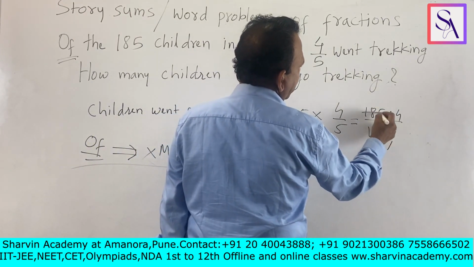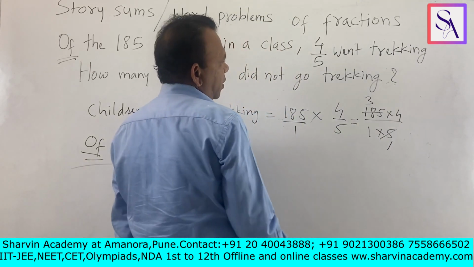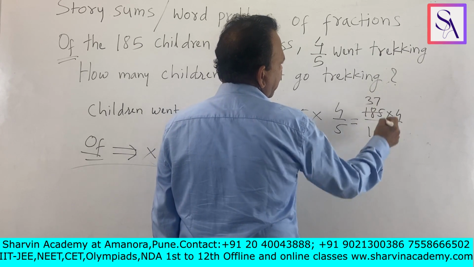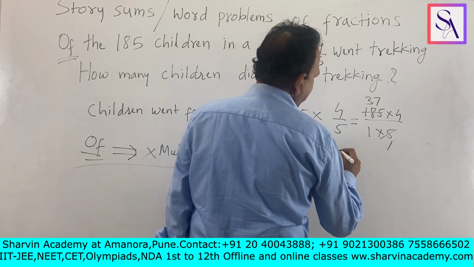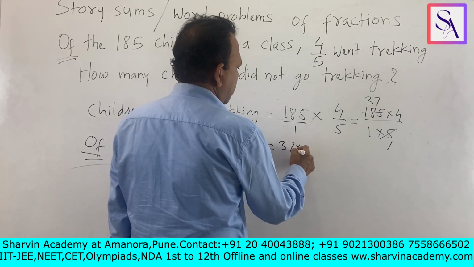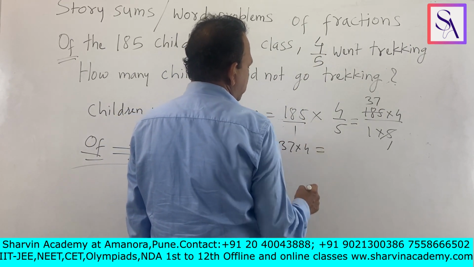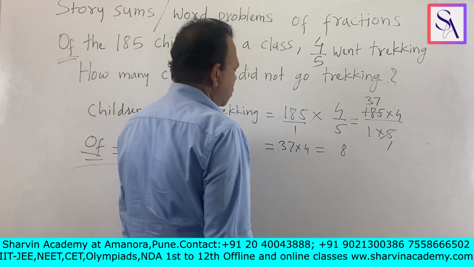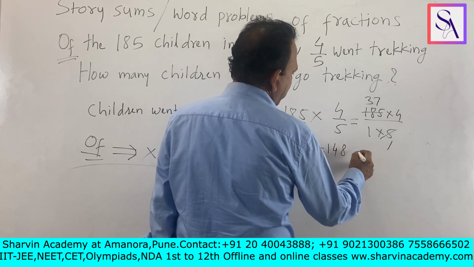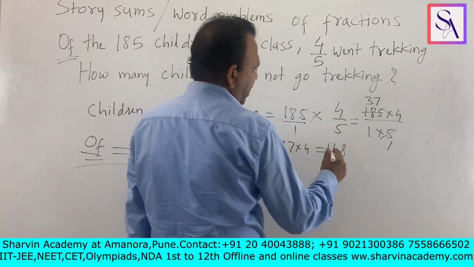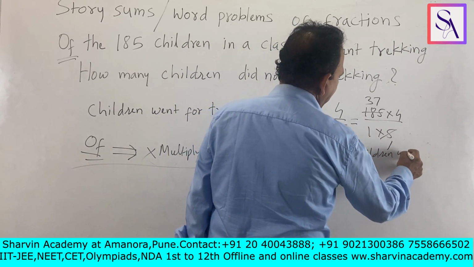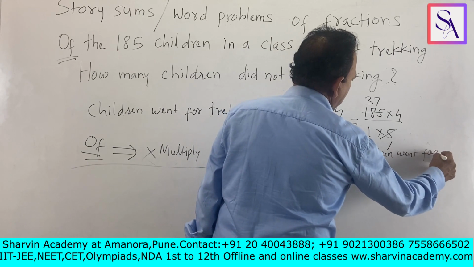5 1s are 5, 5 3s are 15, 18 minus 15, 3, carry, 35, 5 7s are 35. So answer is 37 into 4, how much? 4 7s are 28, 2, 4 3s are 12 plus 2, 14. So 148 children went for trekking.